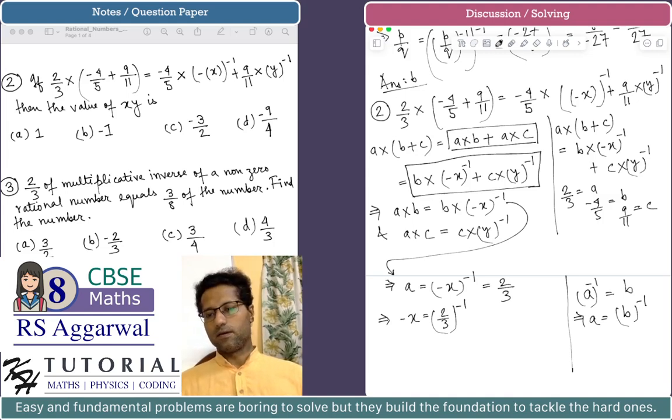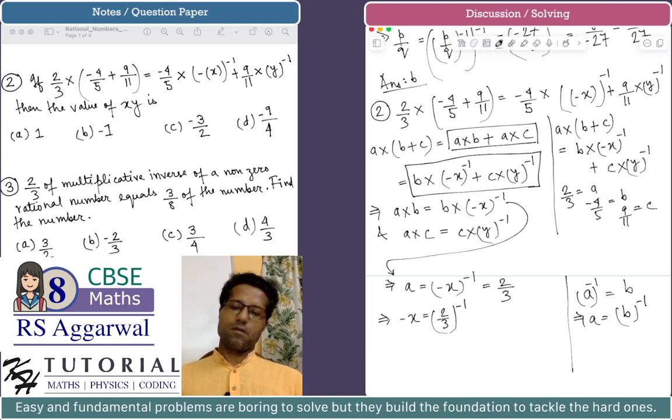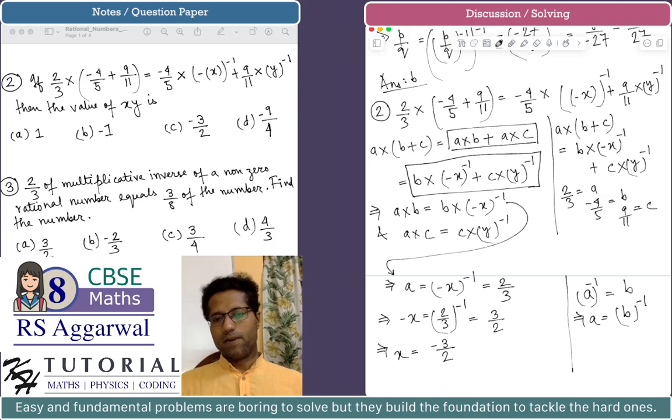So you must understand this: the reciprocal of a, if it is equal to b, then a is nothing but the reciprocal of b. So minus x I can say is the reciprocal of 2 by 3, which is nothing but 3 by 2. This implies x is minus 3 by 2. If minus x is 3 by 2, then definitely x is minus 3 by 2.